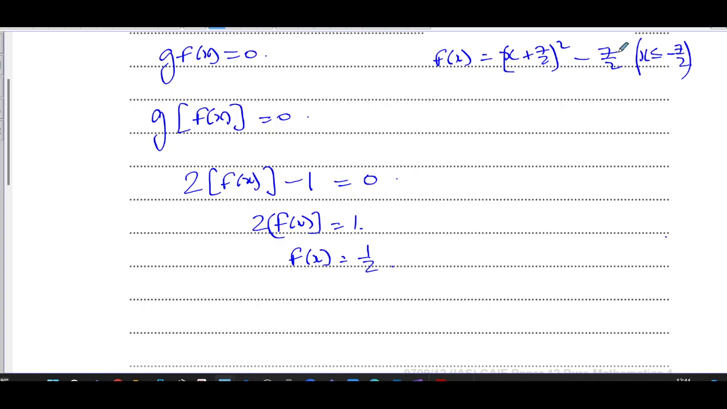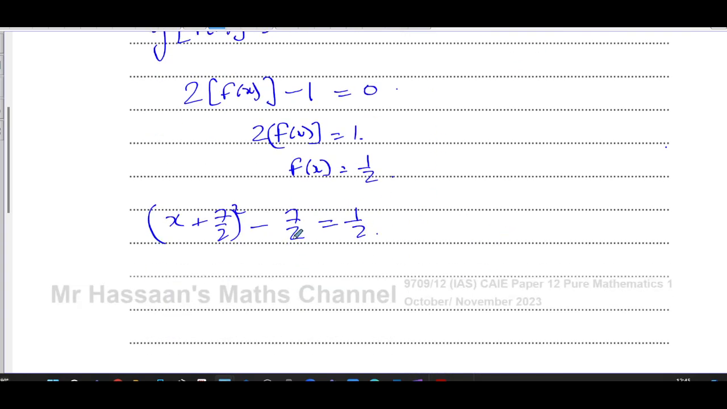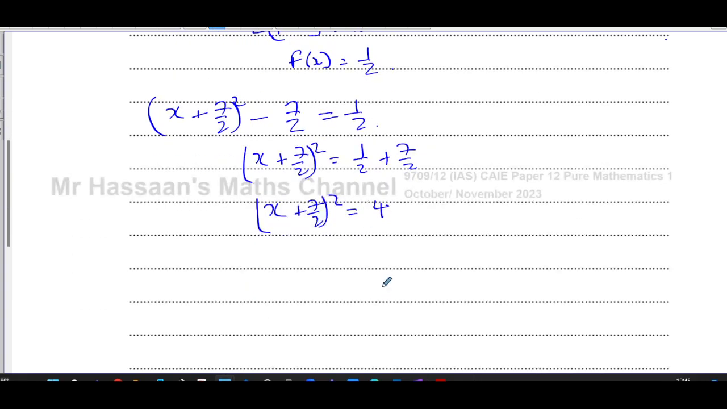Okay, so now I've got to take the function (x + 7/2)² − 7/2, and I have to make it equal to a half. I have to equate that to a half now and solve this equation. So I'm going to add 7 over 2 to both sides. So I have (x + 7/2)² equals a half plus 7 over 2, which is 8 over 2, which is 4. So now we've got to take the square root of both sides. We have x plus 7 over 2 is going to be plus or minus 2.